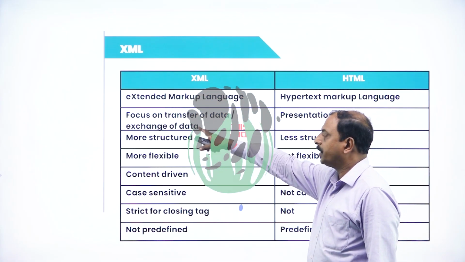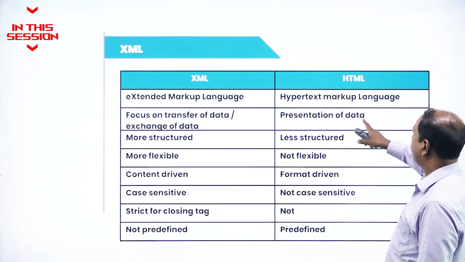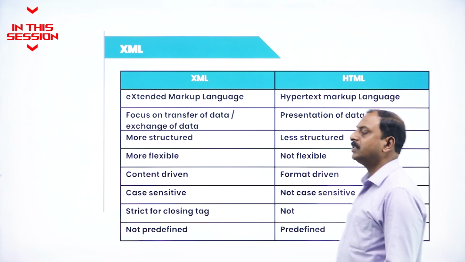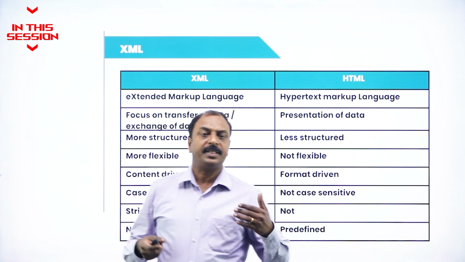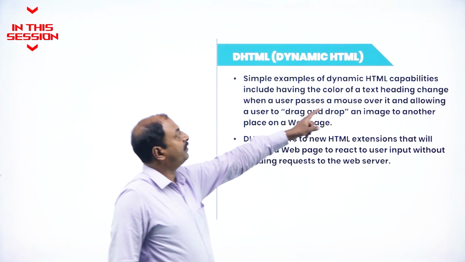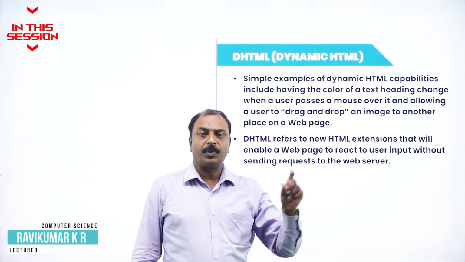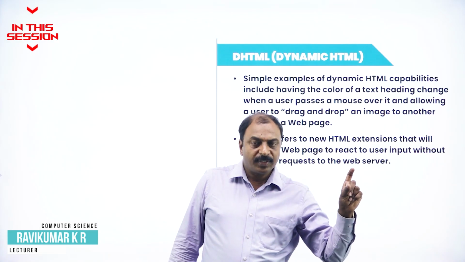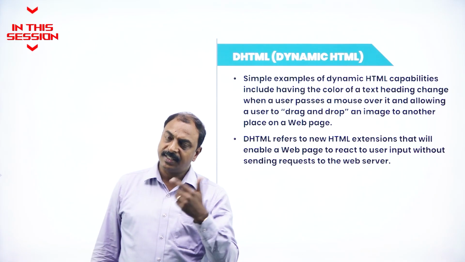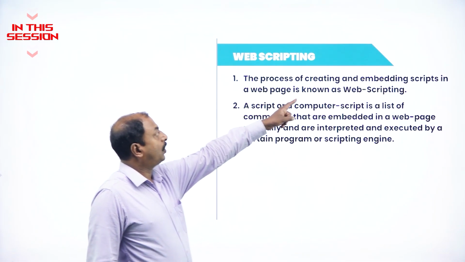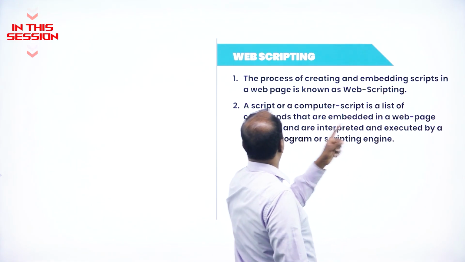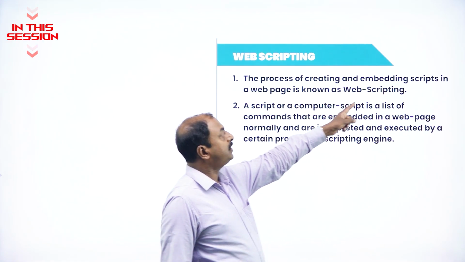XML language is more interactive than HTML, but in HTML we are concentrating on how to present the data in a web page. Whenever the user moves his cursor maybe on the heading part of it, the color of the heading keeps changing. That is dynamic HTML. The process of creating and embedding scripts in a web page is known as web scripting.